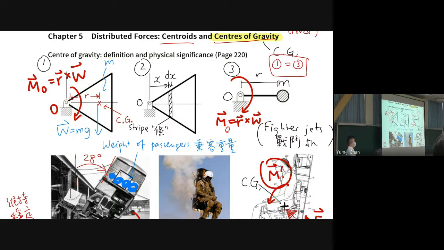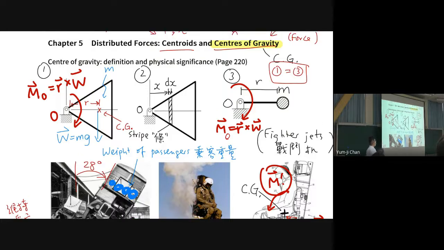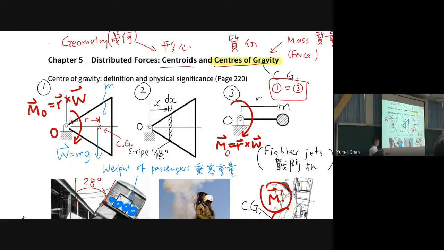Up to now I always talk about center of gravity, but in the textbook we talk about centroid. These two are similar things, but the centroid is about geometry, and center of gravity is about mass. These two can be the same. Let's go to the bottom of the page.